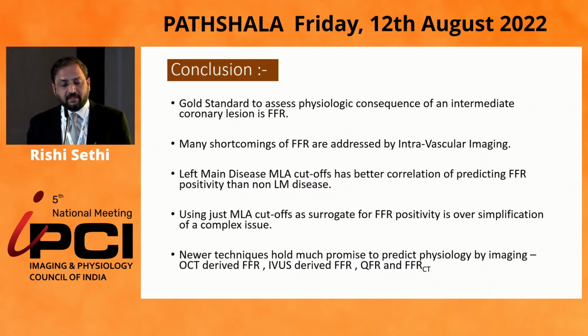I would like to conclude by saying that the gold standard to assess the physiological consequence of an intermediate coronary lesion is still FFR. There are many shortcomings of FFR that are addressed by intravascular imaging. Left main disease MLA cutoffs have better correlation in predicting FFR positivity than non-left main disease. Using just MLA cutoffs as surrogates for FFR positivity is an oversimplification of a complex problem, and newer techniques hold much promise to predict physiology by imaging, like OCT-derived FFR, IVUS-derived FFR, QFR, and FFR-CT.